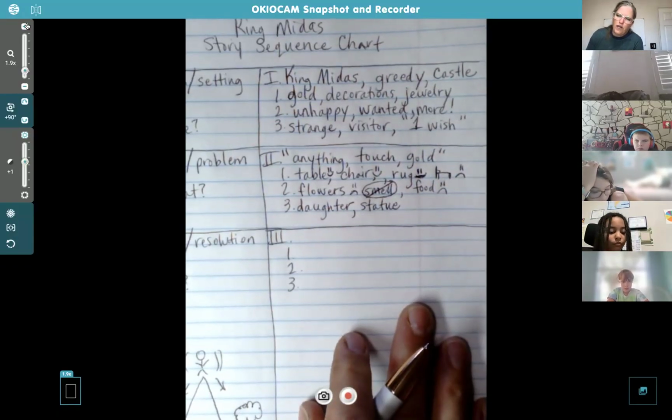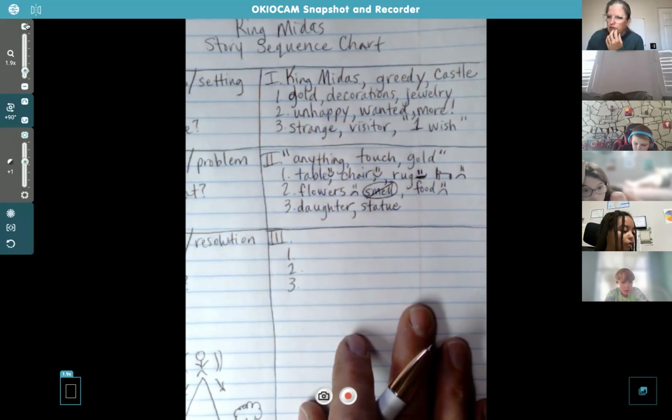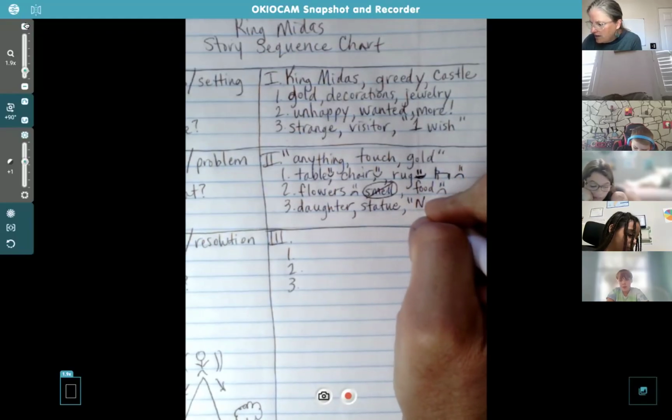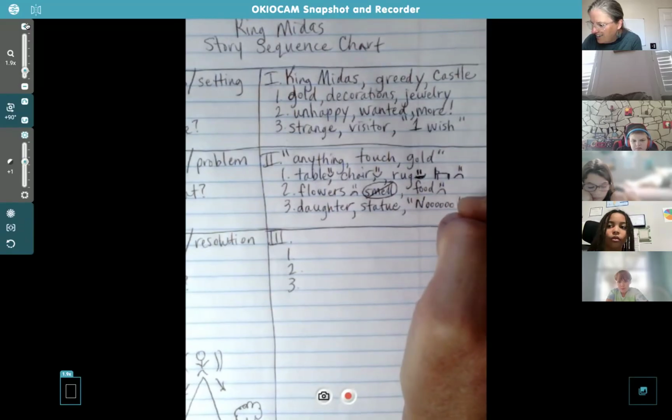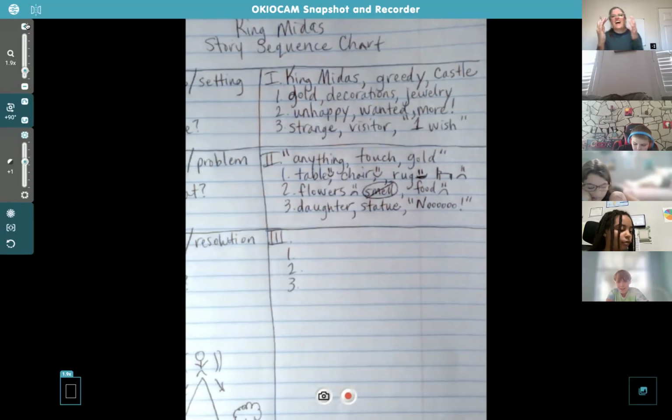It kind of reminds me of Narnia, of the first one, Chronicles of Narnia, the Lion, the Witch, and the Wardrobe. Remember when Tumnus turned into stone? It reminds me of that. It's like instantly he turned into stone, but she turned into gold. And he's like, I'm going to put quotes here. No, with a bunch of O's. Nooo, not my daughter. Oh no. That's his problem.